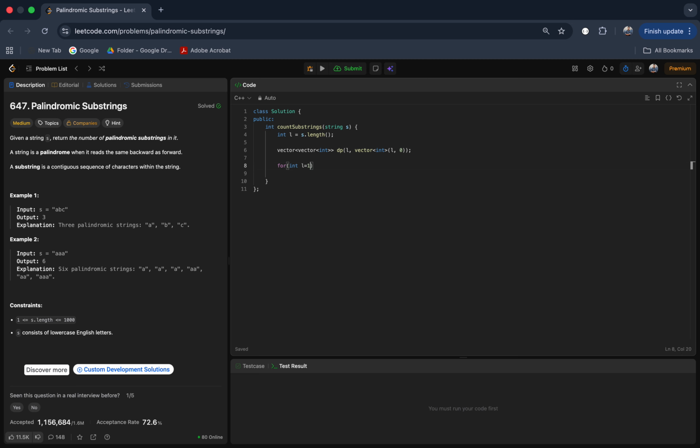So int L equals 1 and L is less than or equal to n, L plus plus. So I am going till n. Yes, I am considering length over here. Instead of length, let me give it n, so that I can give here L. Okay.